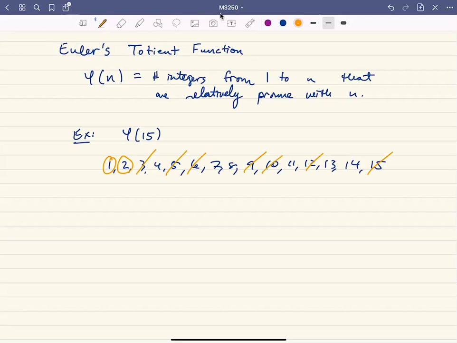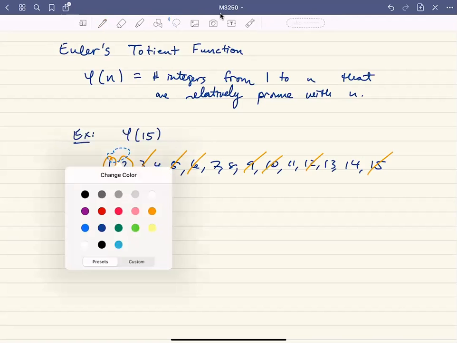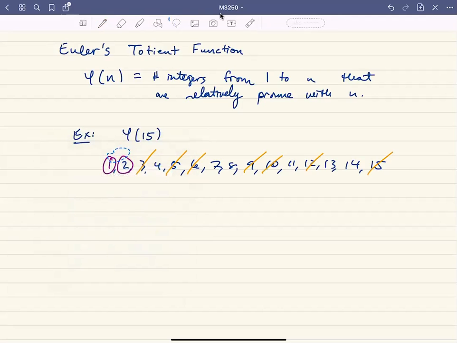And then this leaves us with, so let's color these purple, 1, 2, 4, 7, 8, 11, 13, and 14. So there's 1, 2, 3, 4, 5, 6, 7, 8 of them. So phi of 15 is 8. Okay, so that's how this function works. It's the number of integers from 1 to n that are relatively prime with n.